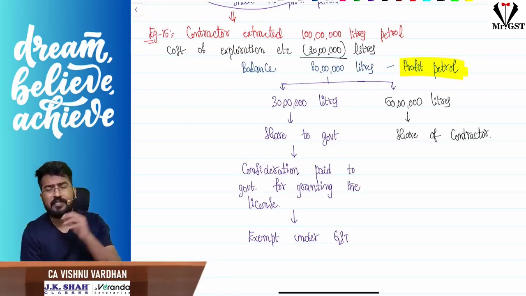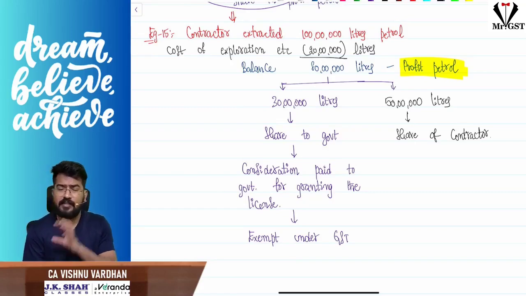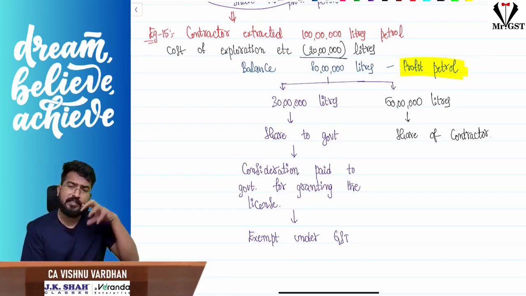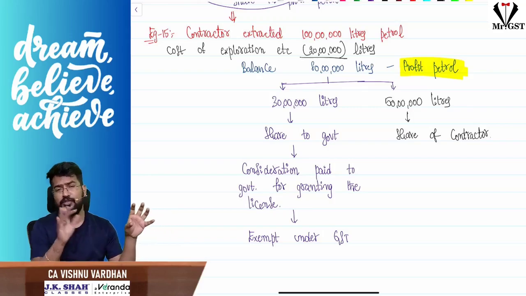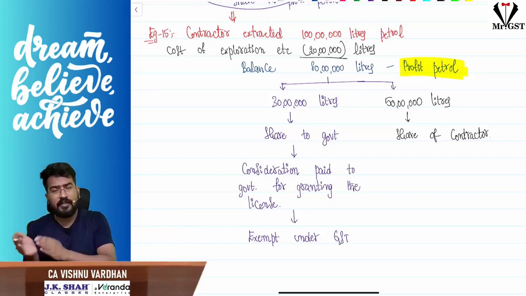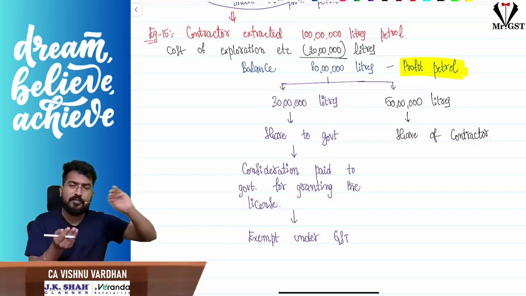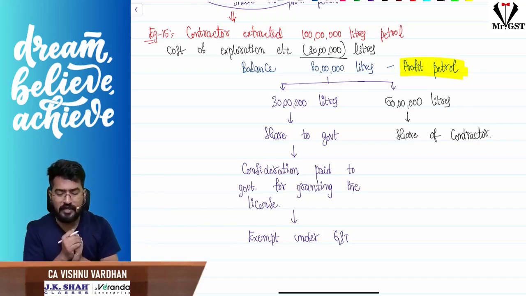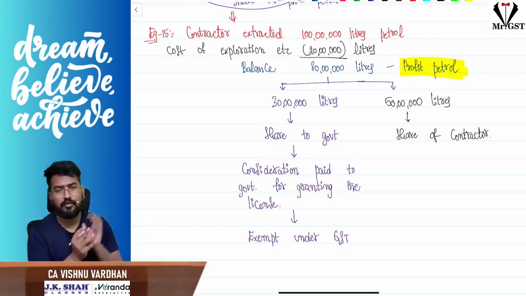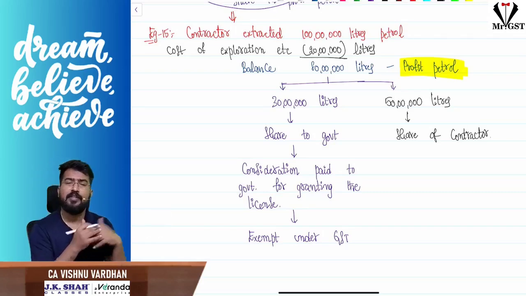When you extract that 100 lakh liters, as per the agreement, you can first sell the petrol to recover whatever cost you have incurred. After that, whatever is left is called profit petroleum, and in that you should give some share to the government. So out of this 100 lakh liters of petrol you have extracted, 20 lakh liters is to recover your cost, that means you are selling all the stuff.